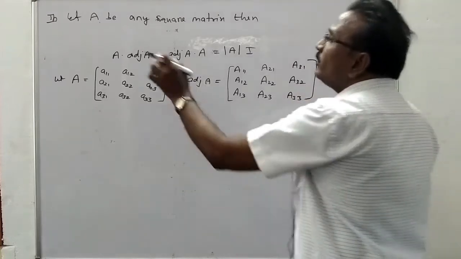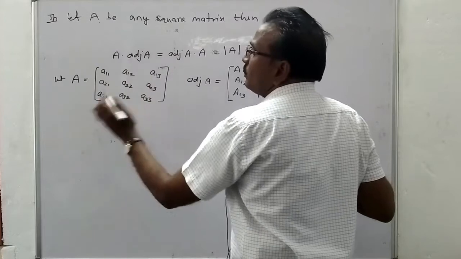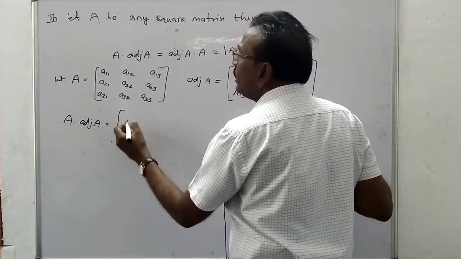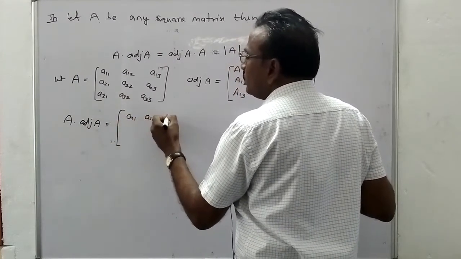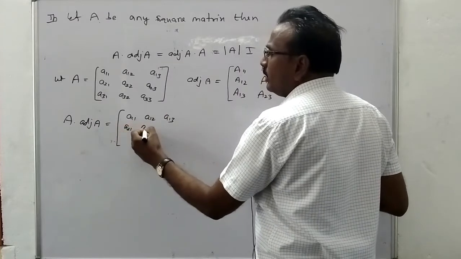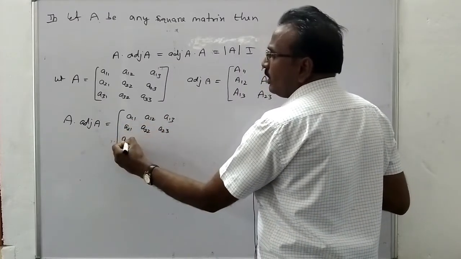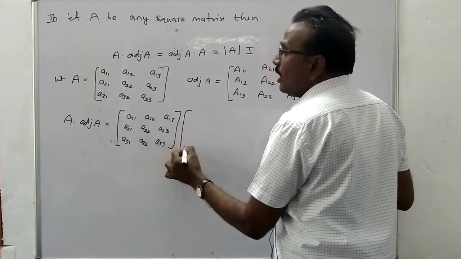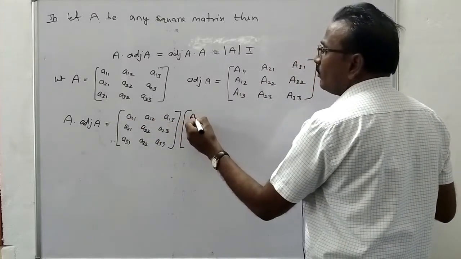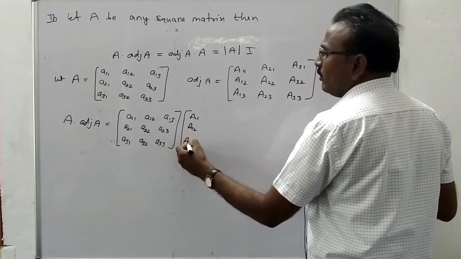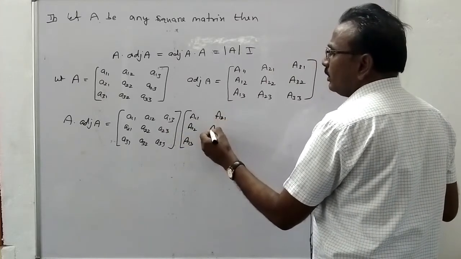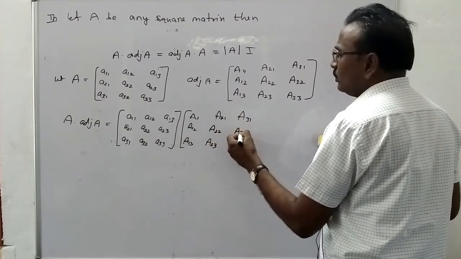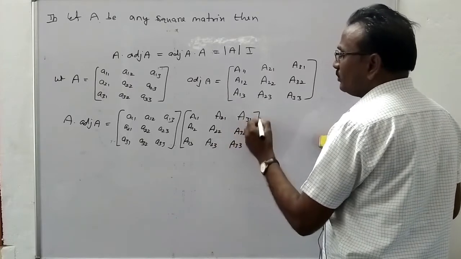Now take the first one, A into adjoint A. What is matrix A? A11, A12, A13, A21, A22, A23, A31, A32, A33. A into adjoint of A is this one: capital A11, capital A12, A13, capital A21, A22, A23, third column A31, A32, A33. So this is the adjoint of matrix A.